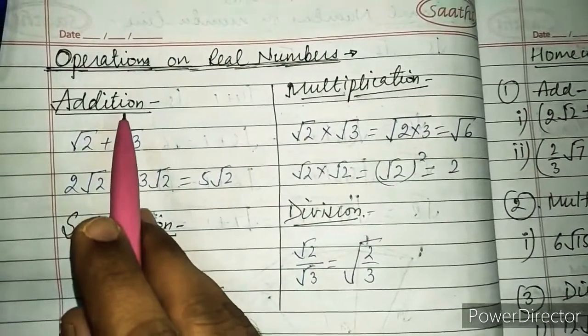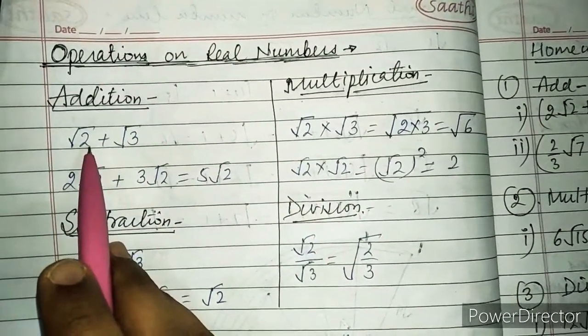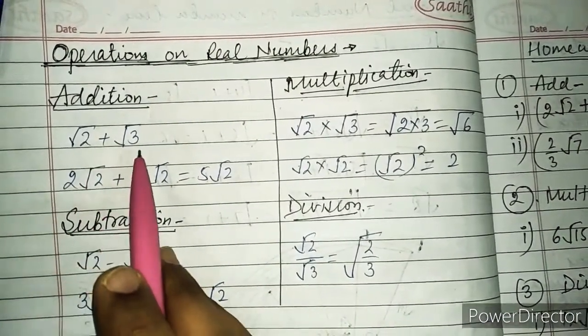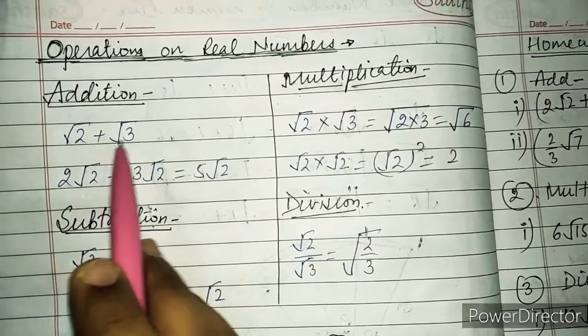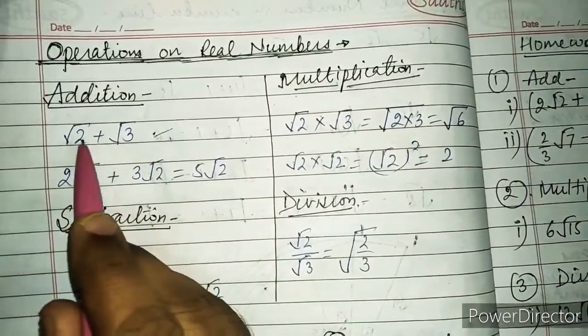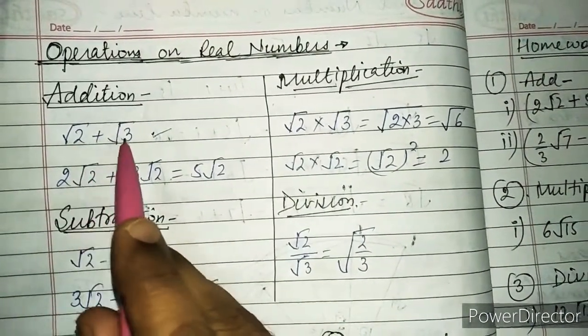How will we add two irrational numbers or real numbers? So root 2 plus root 3, when we have to add root 2 plus root 3, they will not be added, they will remain the same, because these two are unlike terms. Root 2 plus root 3 will not be added, it will remain the same.